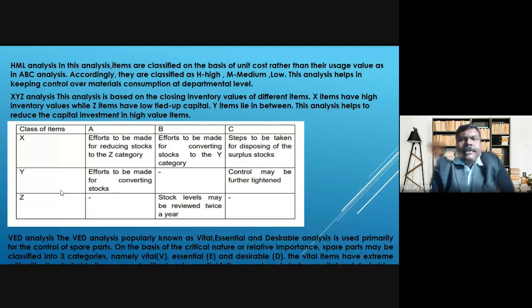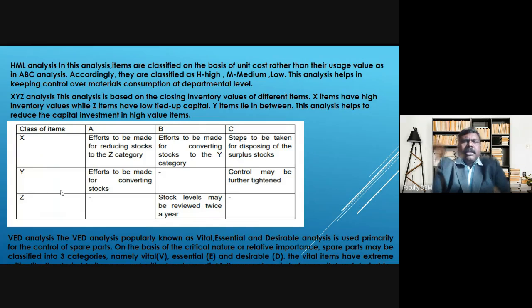In this analysis, items are classified on the basis of unit cost, as said earlier, their usage values as in ABC analysis. Accordingly, they are classified as high, medium, low. The analysis helps in controlling consumption of particular products at a department level. XYZ analysis is based on closing inventory values of different items. X items mean high inventory values, and Z items are low tied up capital. Y is lying in between.